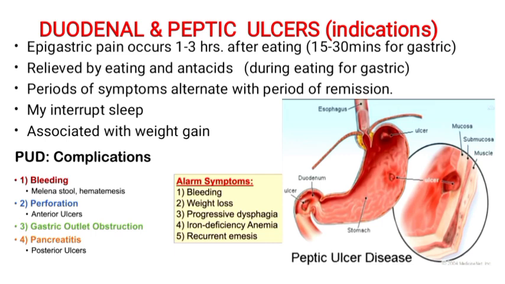But we have alarm symptoms. The alarm symptoms are bleeding, weight loss, but also progressive dysphagia, difficulty in swallowing. Difficulty in swallowing can be an alarm for ulcer. But also we have iron deficiency anemia, since there is a loss of blood through an ulceration in the mucosal lining. Therefore, if there is a loss of blood, iron will be lost in the blood. But also we have recurrent emesis. These are alarm symptoms that can indicate that there is an ulceration.